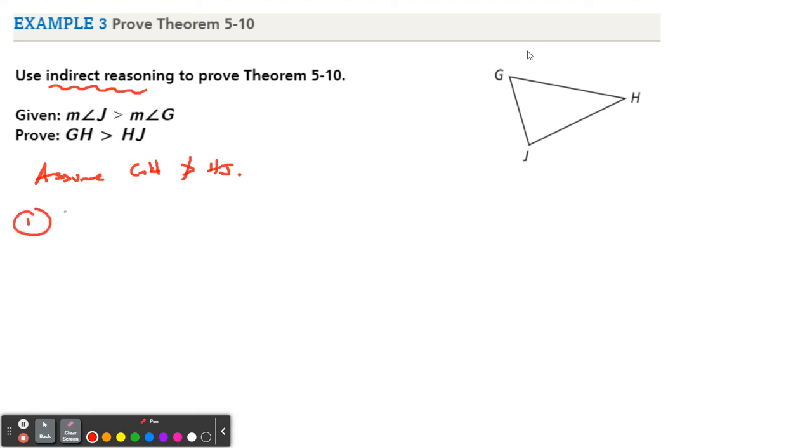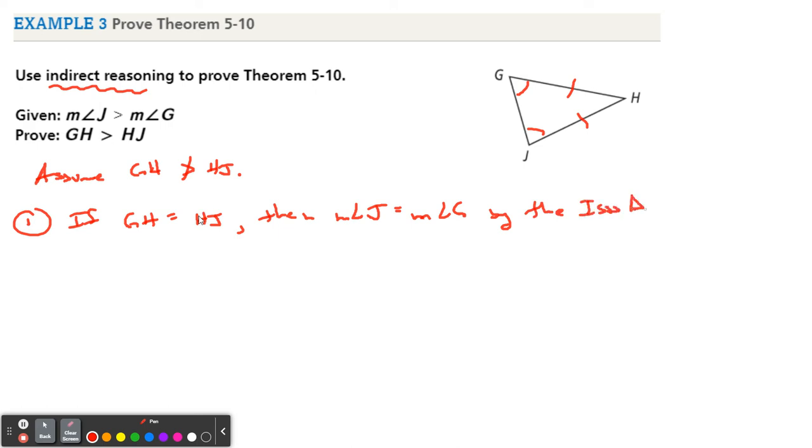After that assumption, there are two ideas, right? What if GH equals HJ? If GH equals HJ, then these two sides would be congruent. This would be an isosceles triangle. Angle G would have to be congruent to angle J. Then the measure of angle J would equal the measure of angle G by the isosceles triangle theorem. However, we were given that angle J is bigger than angle G, so this contradicts the given.